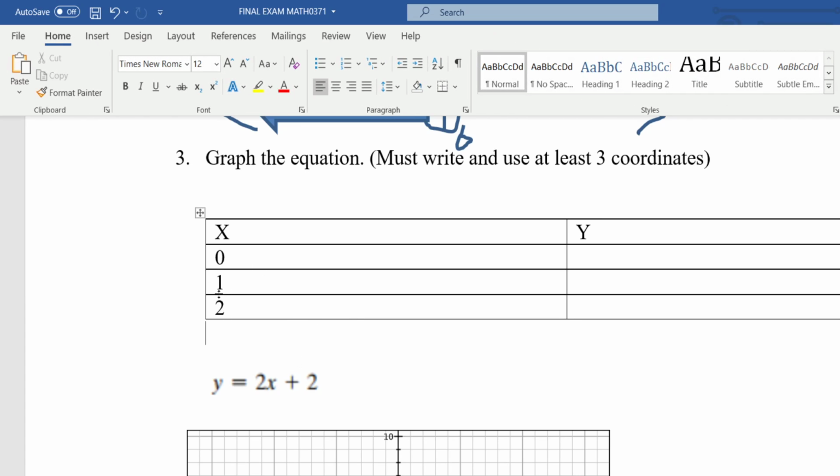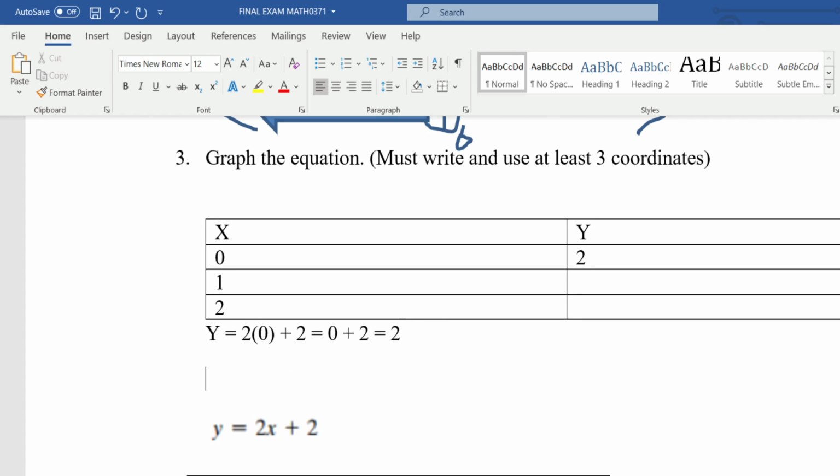Okay, so we're going to plug in 0, 1, and 2 for where x is in the equation. So we're going to have y equals 2 times x, which is going to be 0 for our first number, plus 2. 2 times 0 is 0, so we have 0 plus 2, and 0 plus 2 is just 2, right? So our first value is going to be 2 for y and 0 for x. Next line, we're going to do the value of 1 for x. So y equals 2 times 1, plus 2. 2 times 1 is just 2, plus 2 equals 4. So now our y value is 4 for this coordinate.